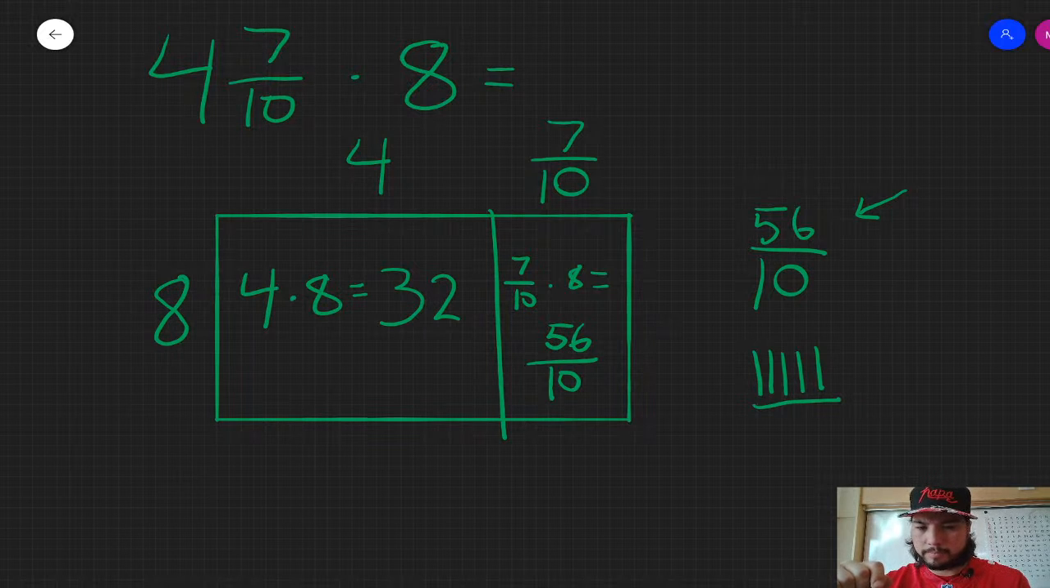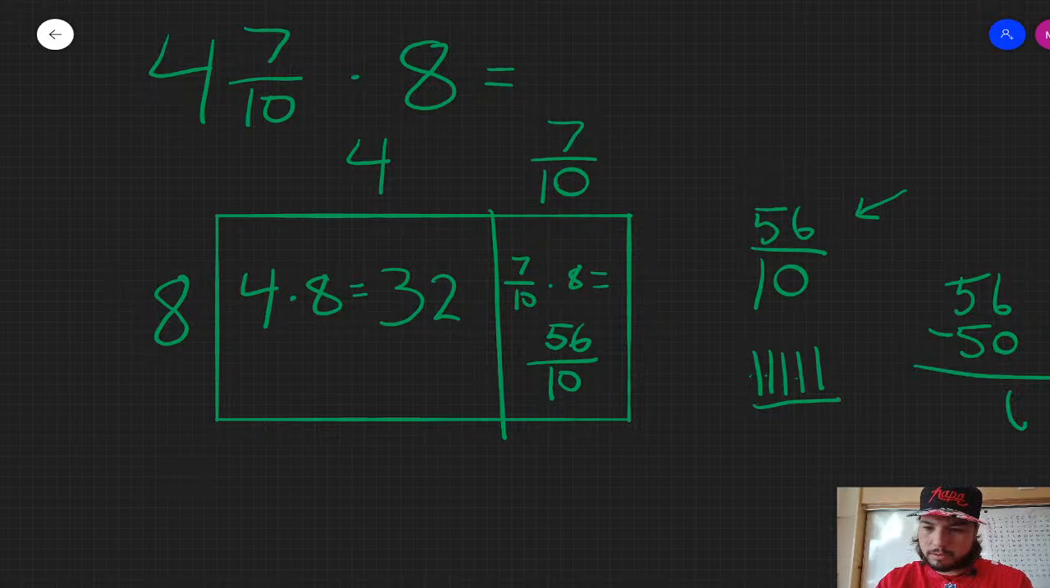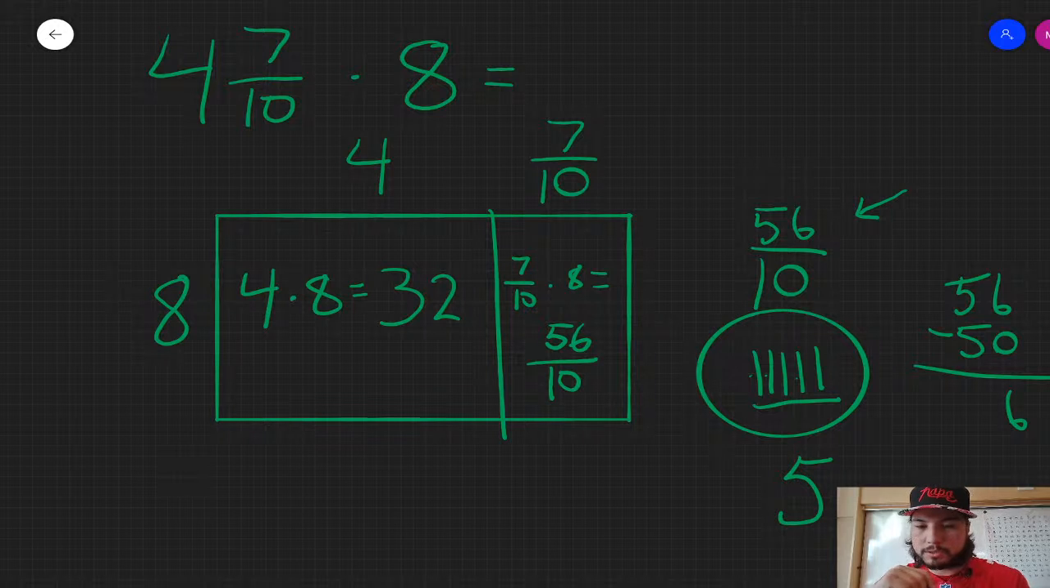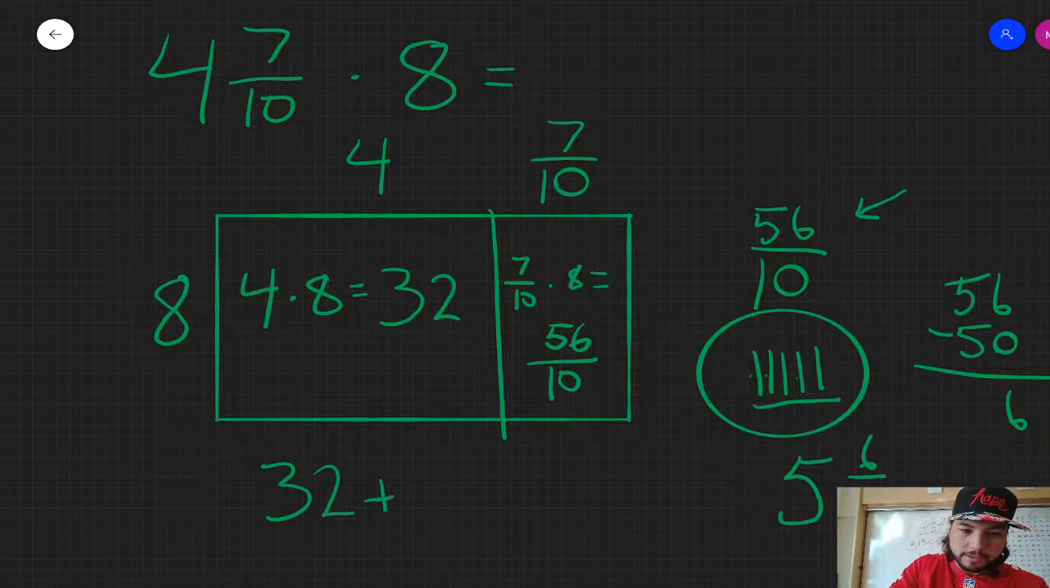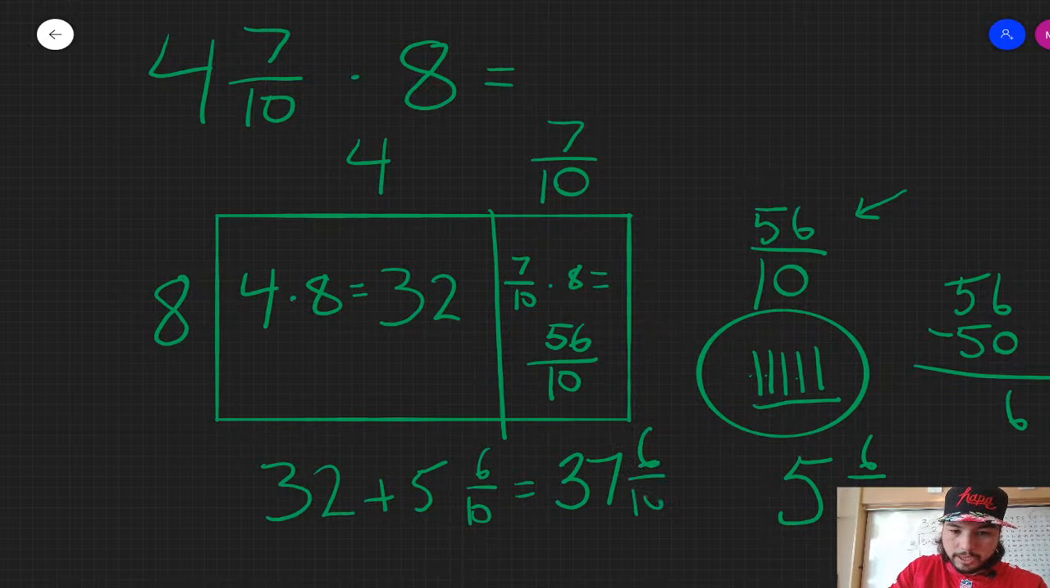And then how many left over? Because I used 10, 20, 30, 40, 50. So 56 minus those 50 with 6 tenths left over. So I end up with 5, because here are my whole groups of 10 tenths, with 6 tenths left over. 6 tenths is my remainder. So now I'm going to add 32 plus 5 and 6 tenths equals 37, 32 plus 5, and 6 tenths.